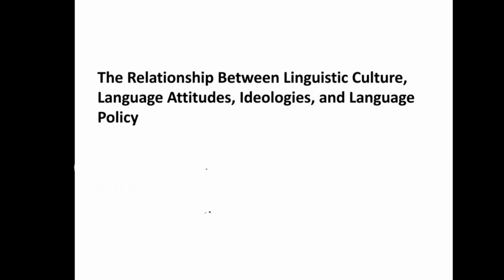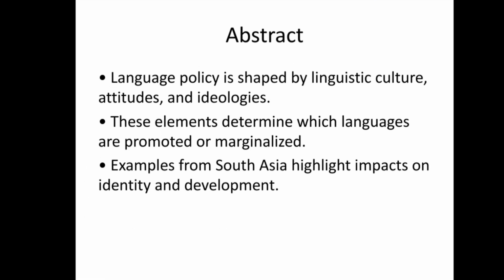Let's talk about the abstract. This presentation explains how language policies are not made randomly. They are shaped by three important things. First is linguistic culture, second, language attitudes, and third, language ideologies. These elements decide which language is promoted and which becomes ignored. For example, in South Asia, English is promoted for development while regional languages face challenges.